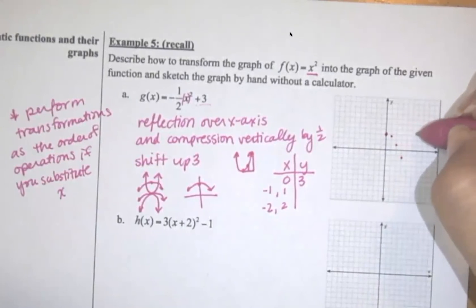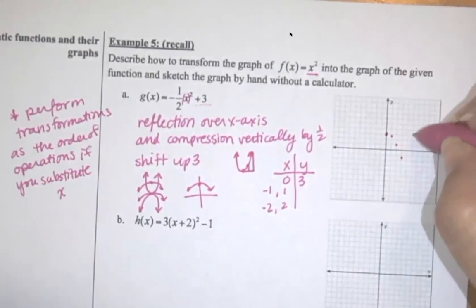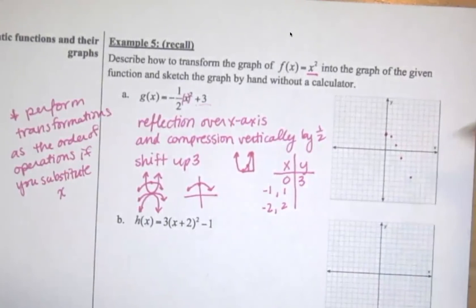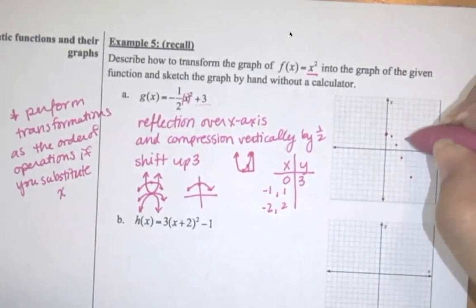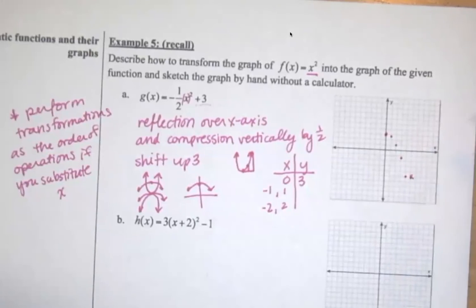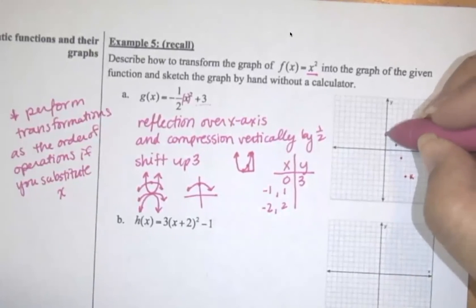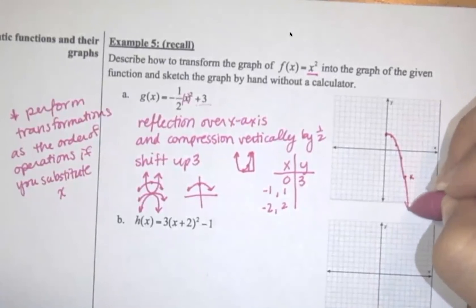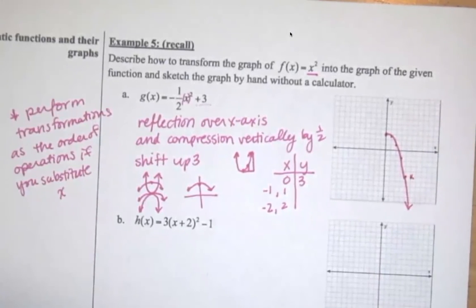Over 4, it would normally be 16. 4 squared is 16, so in half makes that 8. I think I counted too far. 4, 8, not this point. Right? So I'm using that transformation of 1/2 in order to calculate my parabola.